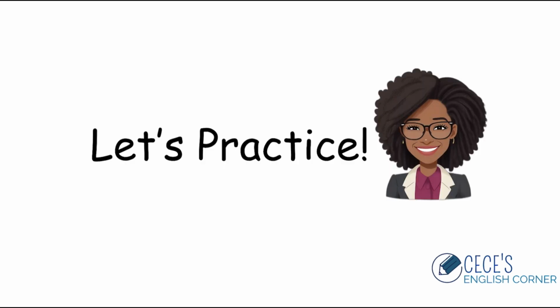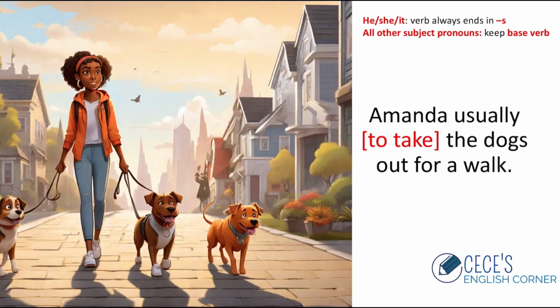Let's do some practice questions. Our job is to conjugate the verb in red in the simple present tense so that it matches the subject. Amanda usually to take the dogs out for a walk. You can pause the video here to give it a try. So notice that we're saying usually, which means this is a repeated action, so the simple present tense makes sense in this sentence. We can say Amanda usually takes the dogs out for a walk.